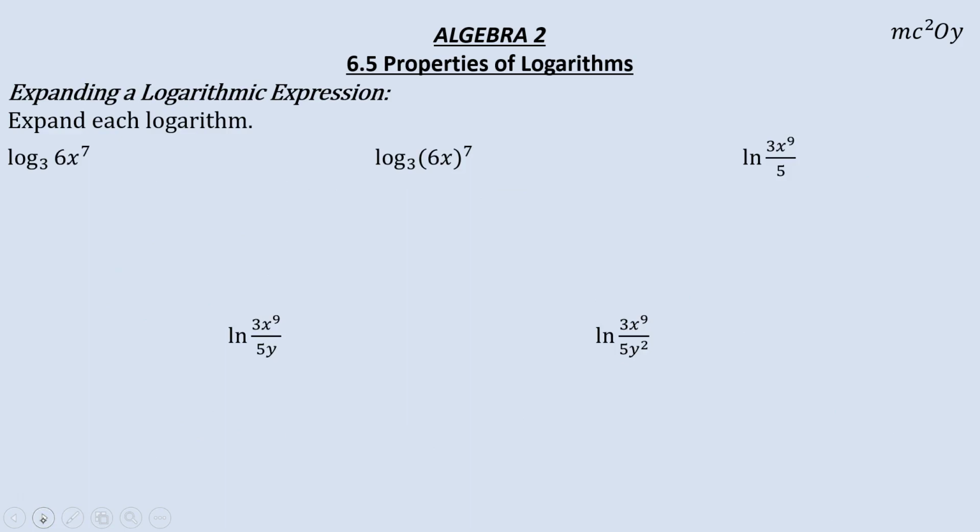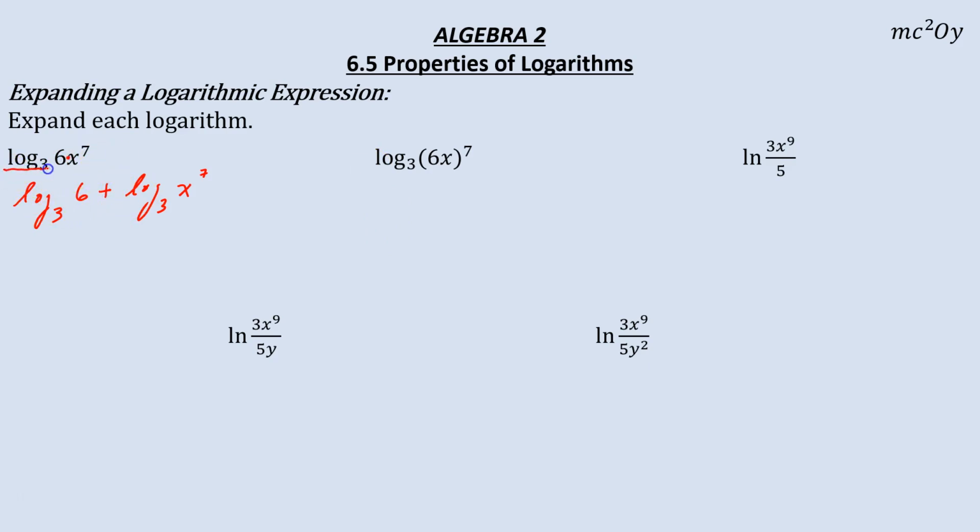Okay, let's practice expanding logs, just applying our properties. All right, so I look at this first one, log base 3 of 6x to the 7th. I look at it as log base 3 of 6 times x to the 7th. Whenever I see multiply, when you're dealing with logs, you have to think addition. So that's log base 3 of 6 plus log base 3 of x to the 7th. Okay, so I've expanded that. I broke apart the multiplication through adding.